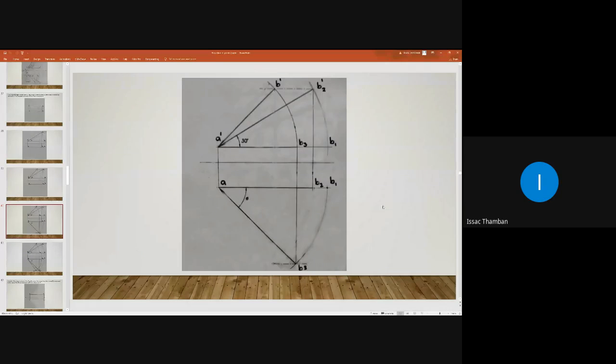Then you take AB1 in your compass. This AB1 is the true length of line AB. If a line is parallel to HP, then in the plan it should reveal its true length. So you take the true length in your compass. What is the value? This is 90 mm, isn't it? What is the true length?